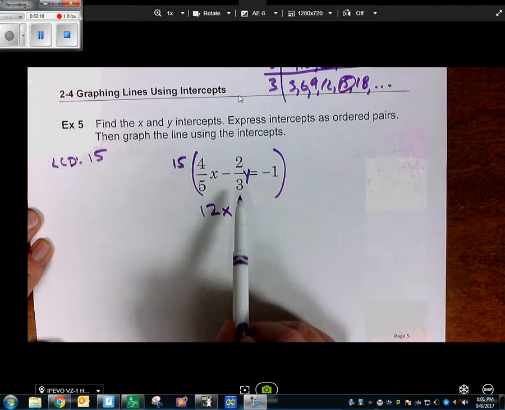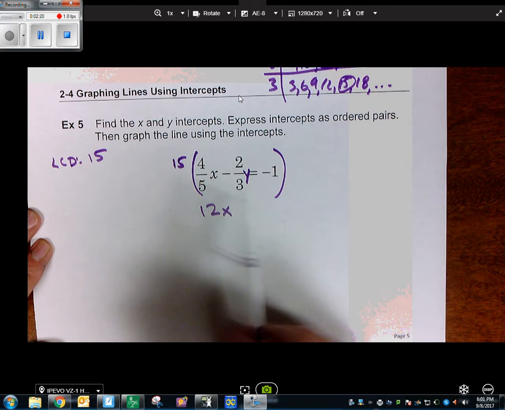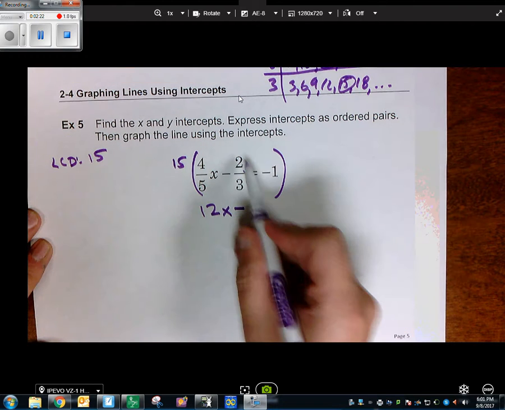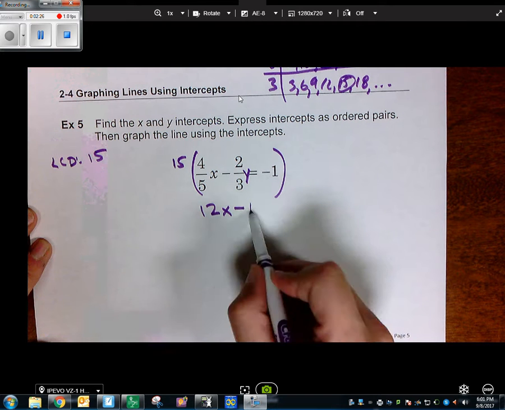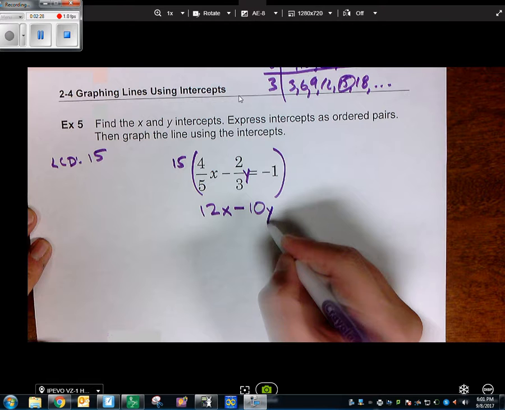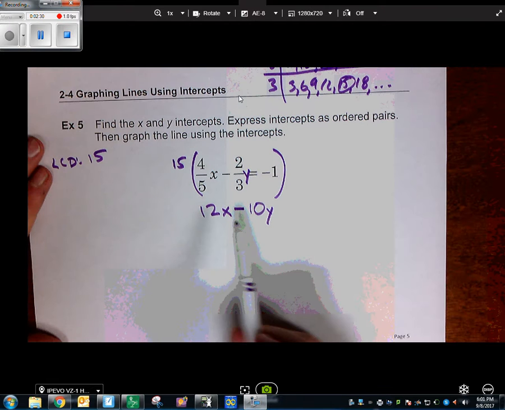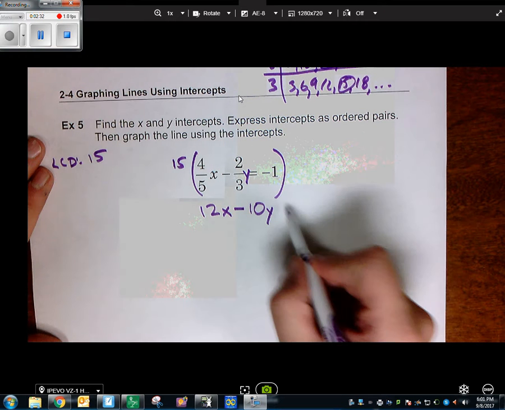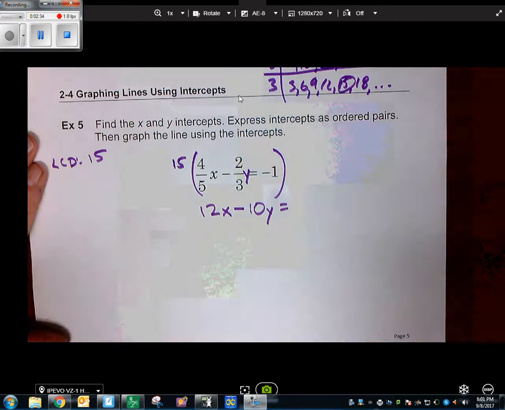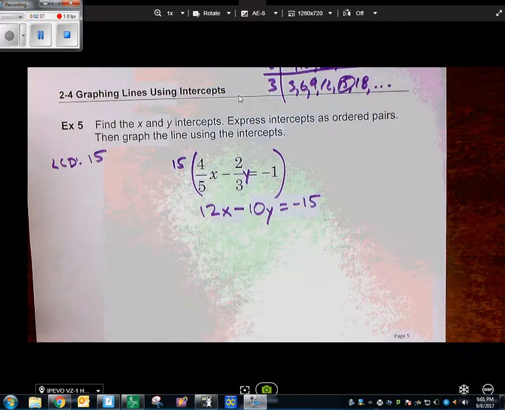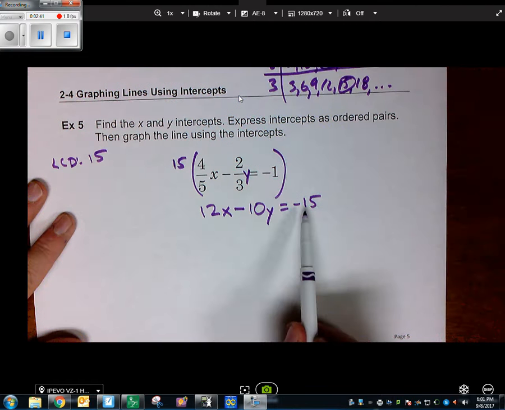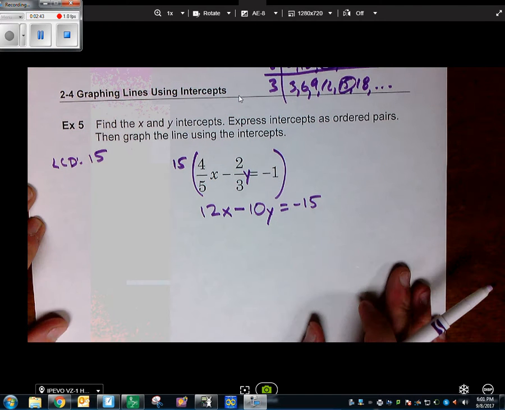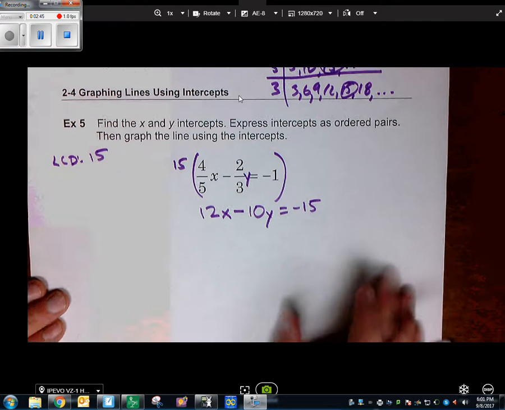15 divided by 3 is what? 5 times the 2 on the top makes 10. With this minus in the middle, I guess you could treat it as negative 10 if you want. All right, almost there. 15 times negative 1 is negative 15. All right, that's much, much prettier to look at, I think, than this stuff with the nasty fraction in it. Now we can start looking for our x and y intercepts.